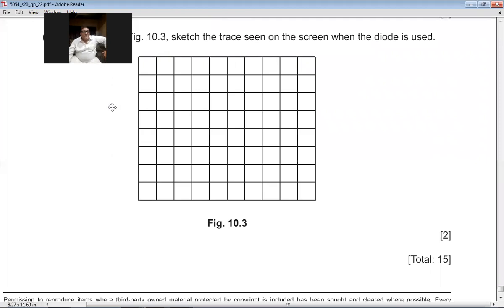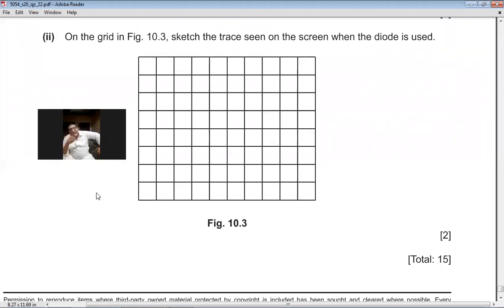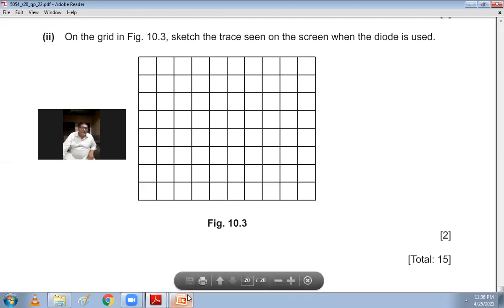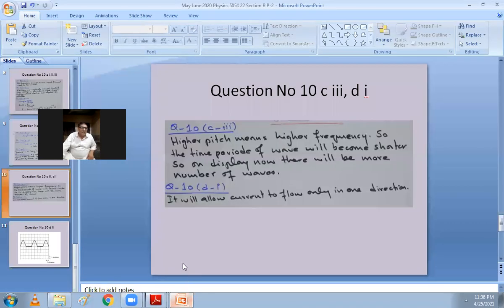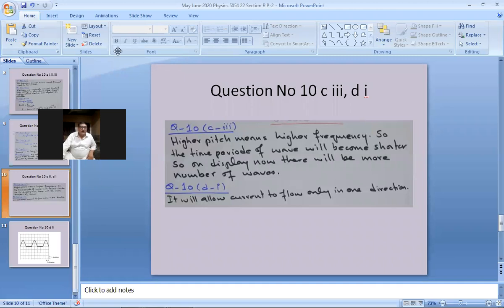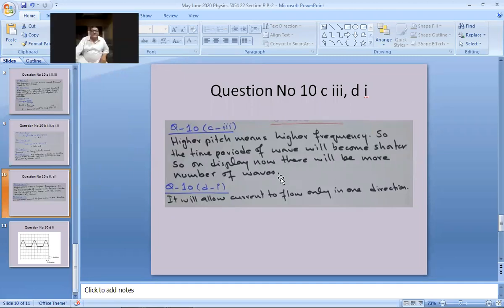He says, on the grid, figure 10.3, sketch the trace seen on the screen when the diode is used. When you use the diode, during the half cycle there will be a trace which will go up, and then during the next half cycle there will be no wave, and then again there will be a wave. Let me show you. I have drawn this.